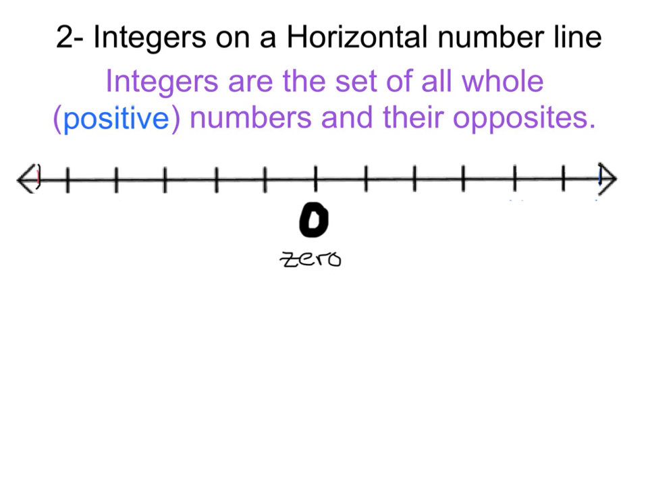So I want to talk about a horizontal number line. It's horizontal because it's going from left to right, and it's a straight line. Now we're going to be starting with the 0, and that's going to be really important because we're going to be talking about what numbers are on the right side and the left side of that 0.